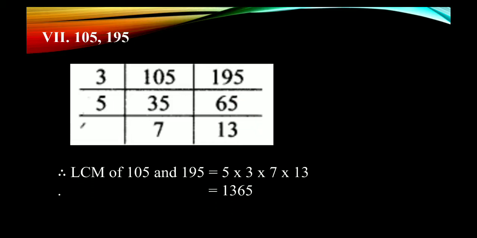Therefore, the LCM of 105 and 195 is 3 multiplied by 5 multiplied by 7 multiplied by 13. If we multiply all these numbers, we will get 1365.